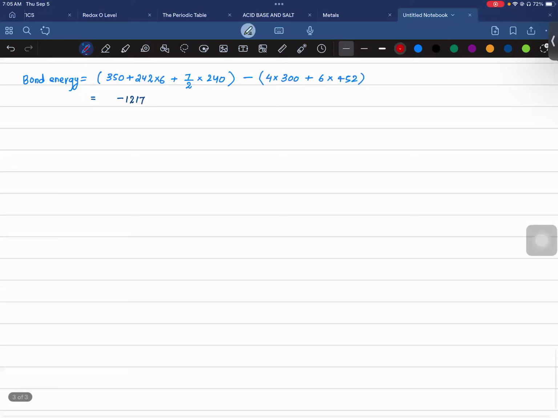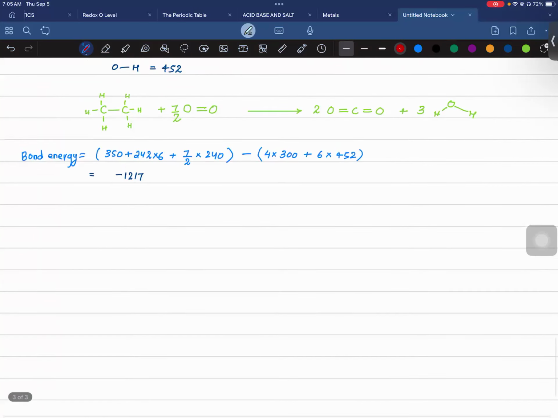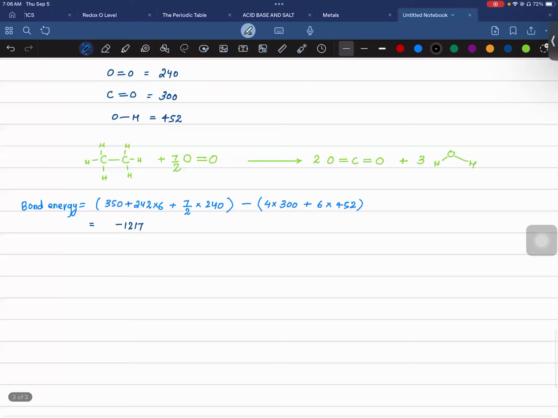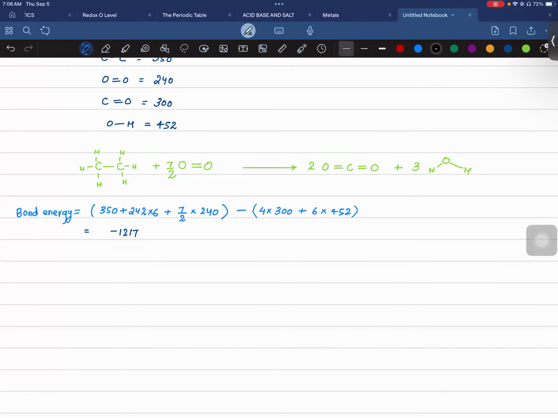The examiner would be giving you the relevant data. Let's suppose I showed the question in the last class. In that question it was written that you can use the data booklet to get the different bond energies, like the value of the C-H bond, N triple bond N, O double bond O, and H single bond H. After looking at the bond energies, we use the formula, reactant minus product. After putting in the values, we get the final answer. We did this in the last class.